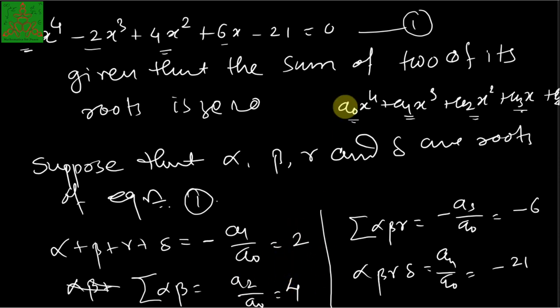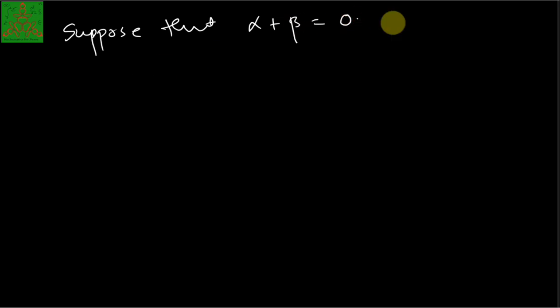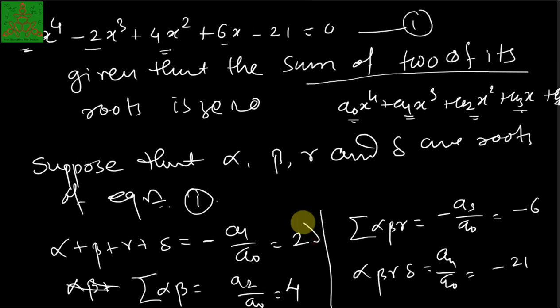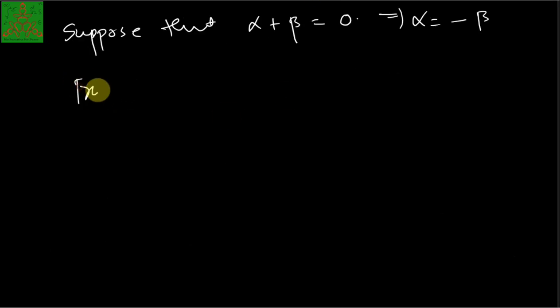Now we have to solve this, and another condition is that the sum of two roots is 0. Suppose that, as per the given situation, the sum of two roots, alpha plus beta, is 0. So alpha is equal to minus beta. Now from equation 2 we can have certain results: alpha plus beta plus gamma plus delta is equal to 2, and alpha plus beta is 0, so from 2 we have gamma plus delta equal to 2.